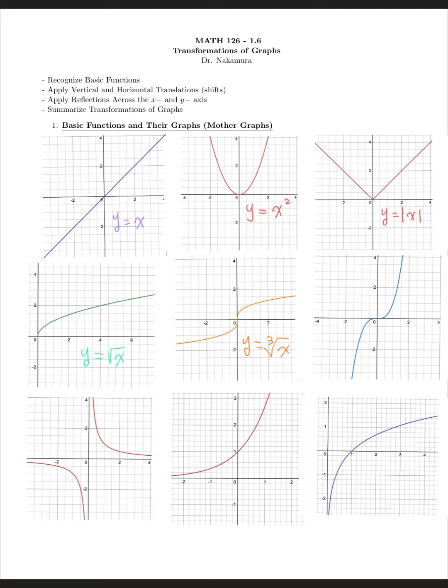The next one is given by y equals x cubed. The next one is given by y equals 1 over x. The next one is y equals e to the x. It's an exponential function. And the last graph right here is going to be y equals natural log of x, which we'll learn later on. And we'll also learn about the e to the x later on as well. So now your job is to memorize all these 9 mother graphs.